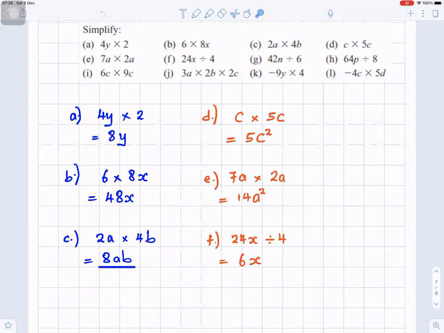Part D. c times 5c. You multiply c times c, and it gives you c squared, because it's like c to the power 1 times c to the power 1. You add 1 plus 1, it gives you 2. So it's 5c squared.